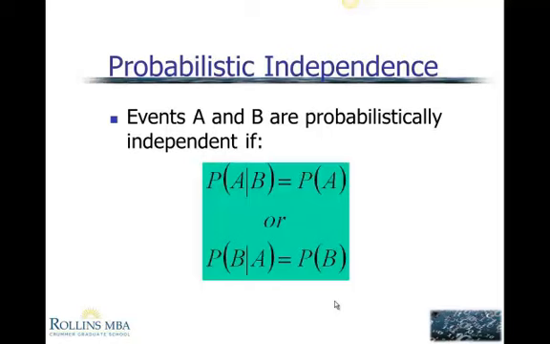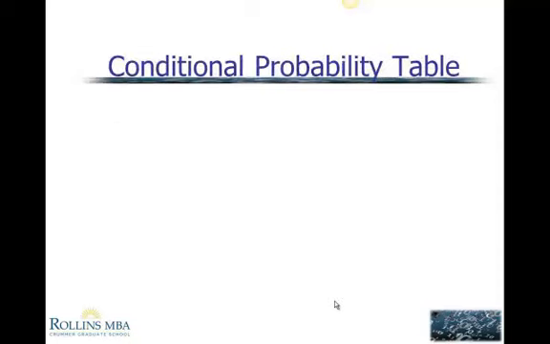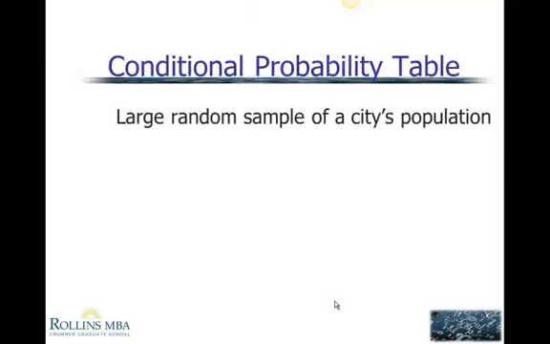Then the fact that I know a person is female does impact the probability of them being a Coca-Cola drinker. That implies there's some dependence of cola preference on gender. And that's the example that we're going to look at in a little bit more detail here.